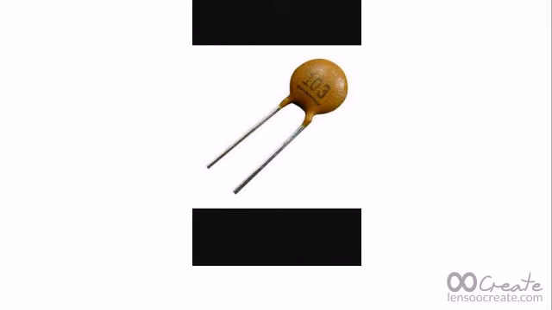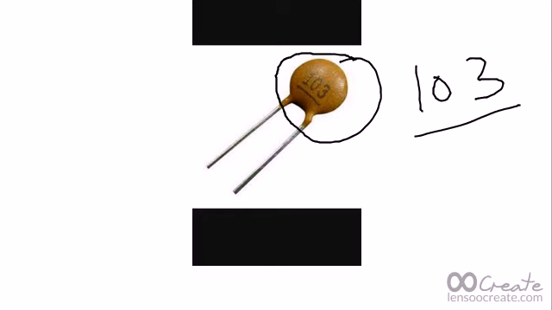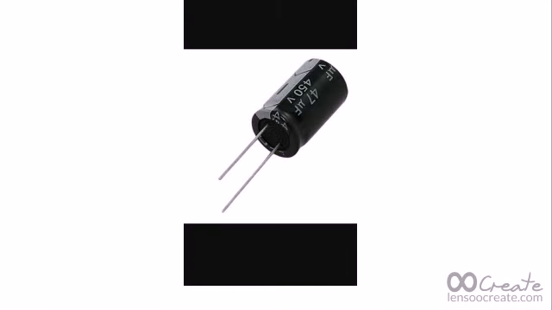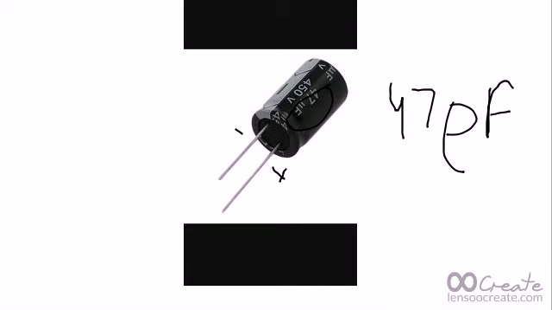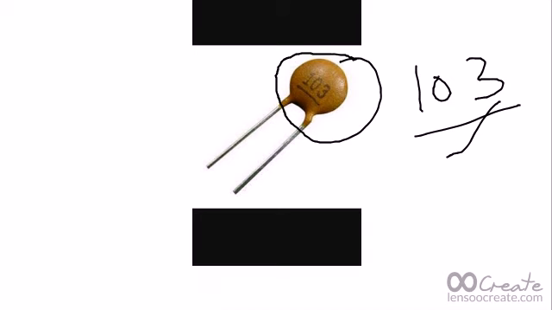So I will show. This is your ceramic capacitor. The value is written in the form of 103. How to decode this, I will tell you in the next video. And this is our electrolytic capacitor. This is positive and this is negative. The value is written here, 47 picofarad. There is no need to find the value for this, but for a ceramic capacitor you need to find the value. In the next video I will tell you how to find the value of a ceramic capacitor.